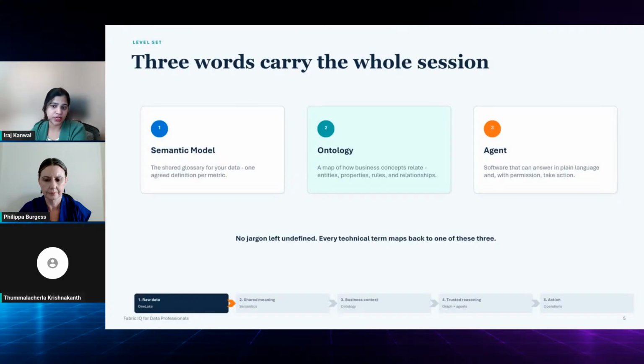An agent, whereas, is software that can answer a question with permission. It can take or recommend actions, and that is why the foundation matters, right? If an agent is going to act, we need to inherit the definitions, permissions, relationships, and rules. Otherwise, we are scaling confusion.